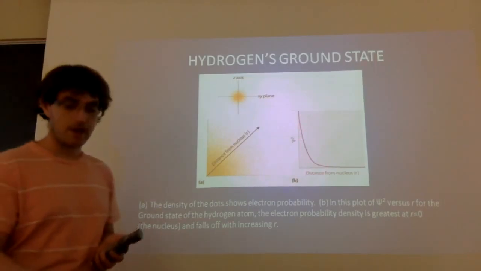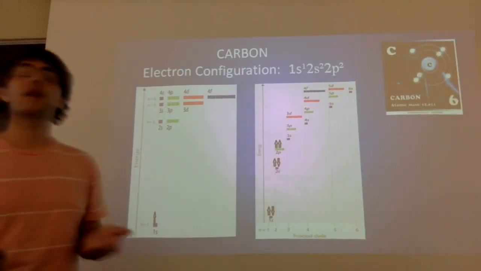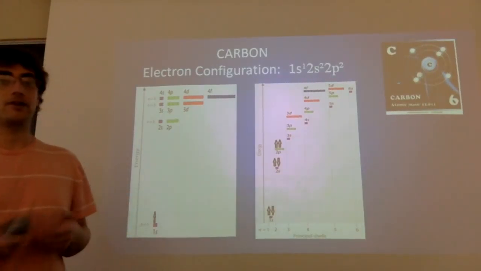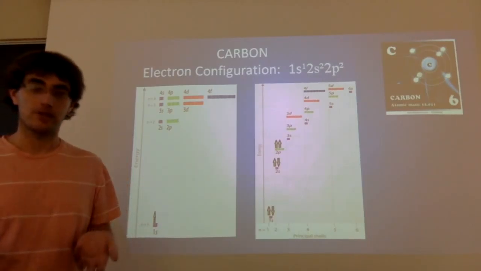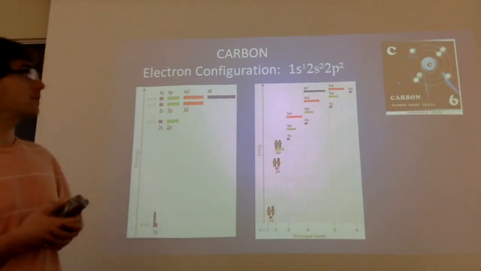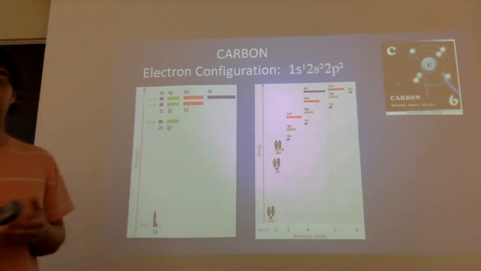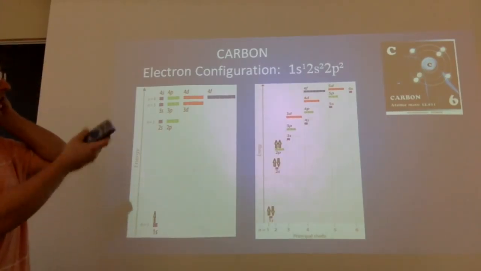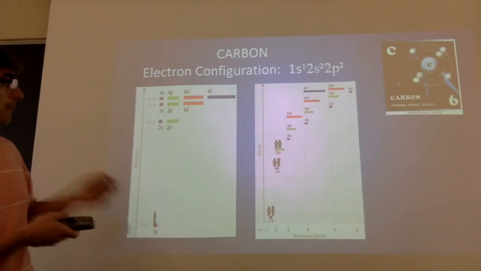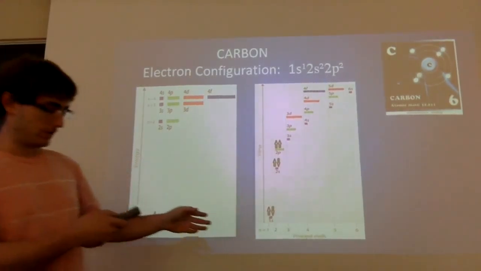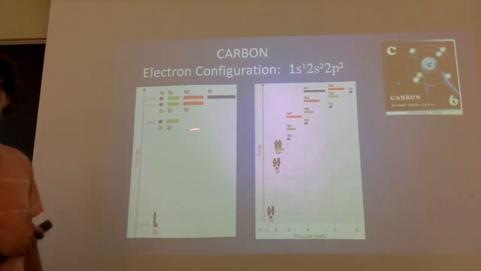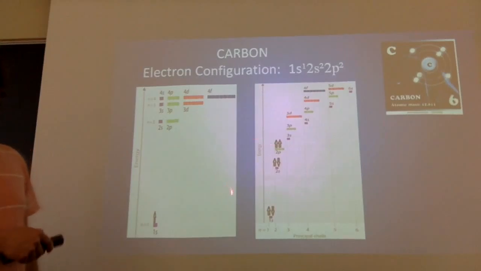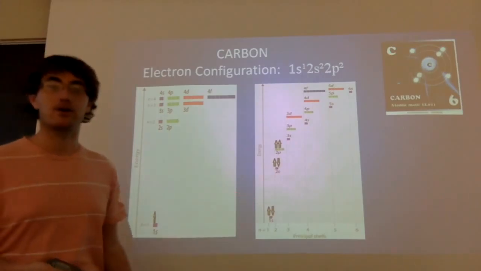So that being said, we'll take a look at a polyelectronic system. This polyelectronic system is carbon, and it has a total of 6 electrons. The electron configuration is 1s2, 2s2, and 2p2. Here you can see the orbital energy diagram for carbon, and this one here I just pulled from the previous slide. This is the one for the monoelectronic system, hydrogen, so you can look at it for comparison.